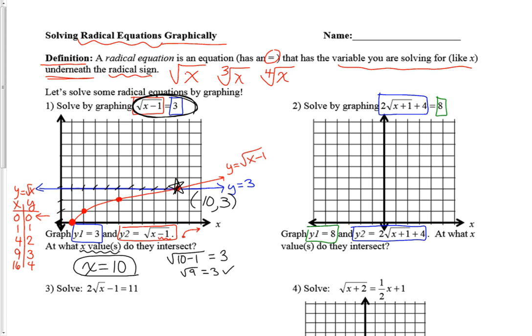Sorry about that. All right, so if I'm plotting this, y equals 8 is a horizontal line up 8.